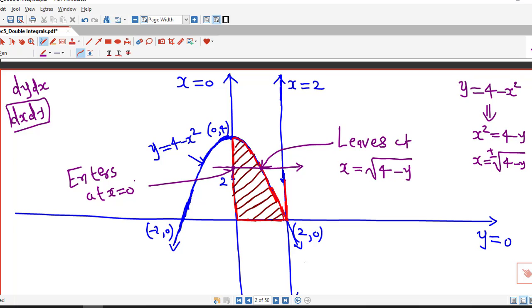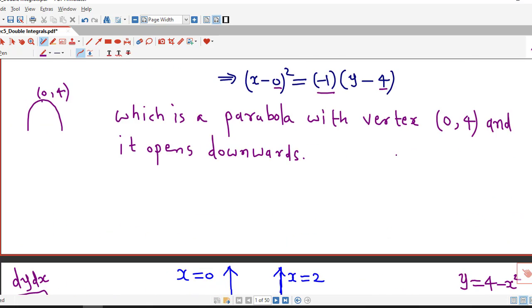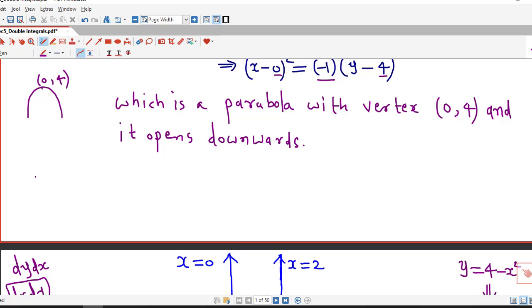And for the limits of y, we have to consider the lowermost points of the region and the uppermost points of the region. The lowermost points of the region are on the x-axis, and at all these points the value of y is 0. And this is the uppermost point of the region. At this point the value of y is 4. So y is from 0 to 4 and x is from 0 to x equal to square root of 4 minus y.